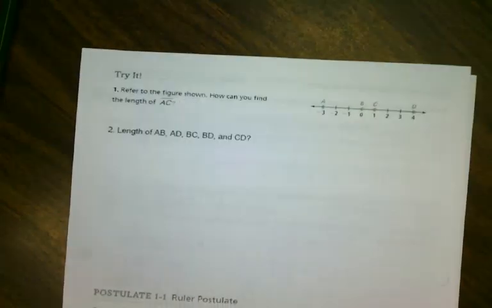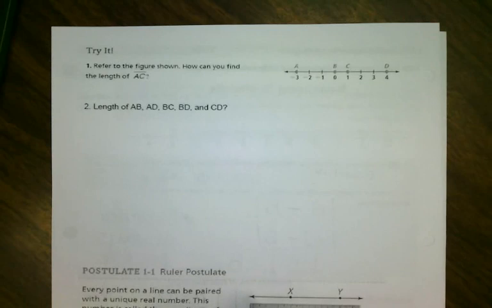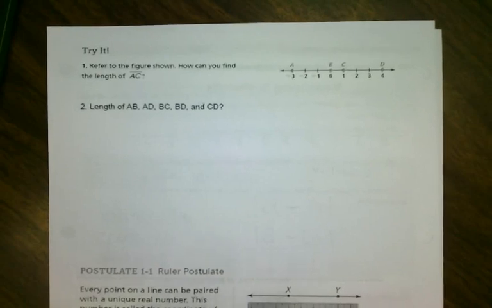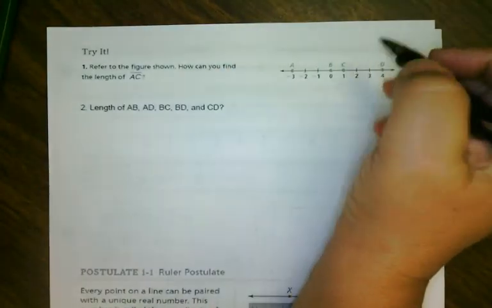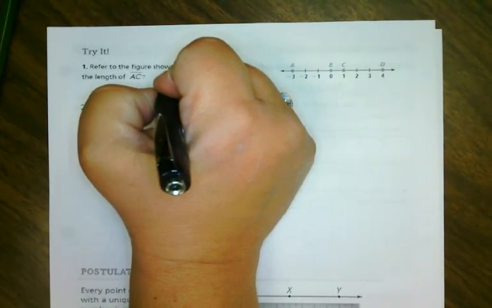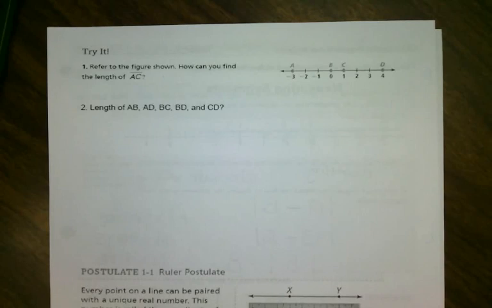Okay, next, flip that to the back of that page. If you're at home, you can print these papers. If you can't get them printed, you can send somebody up here to get them. I've got them in my room. So this says, refer to the figure shown. How can you find the length of AC? A to C. So using that same model we had earlier, you try this problem. Pause your video and try that problem.